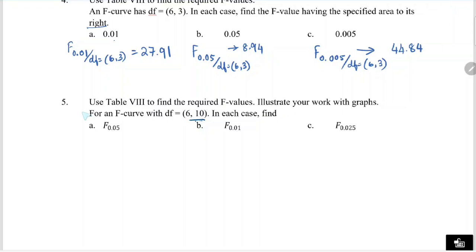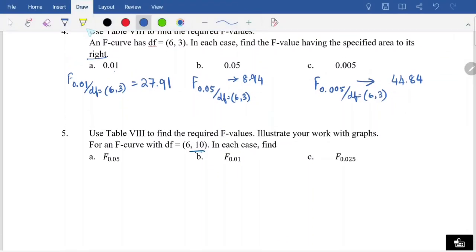To get a little more practice on this, number 5 says use table 8 to find the required F values. Illustrate your work with graphs for an F curve with DF 6, 10, and then in each case find F of 0.05. So I'm going to work out one and I'll leave the other two for you to find from the table using the same methodology, and I'll also illustrate it with a graph. So this time we have a DF of 6, 10. So let me just write in proper notation.